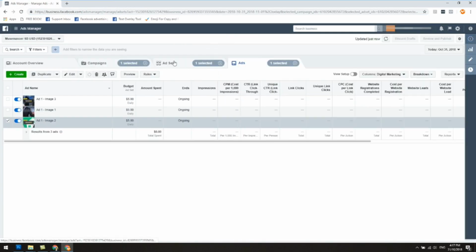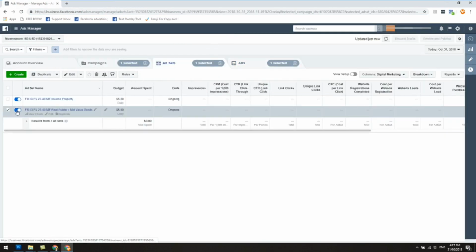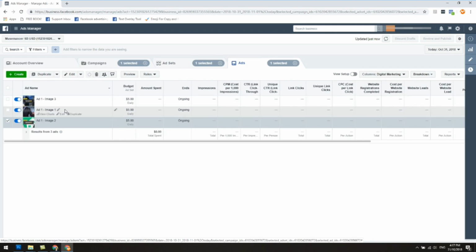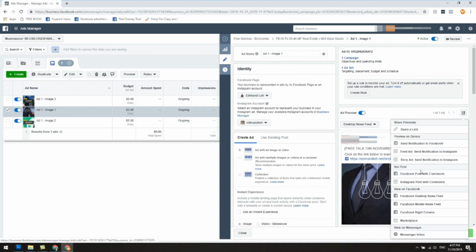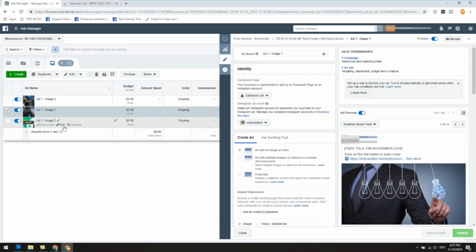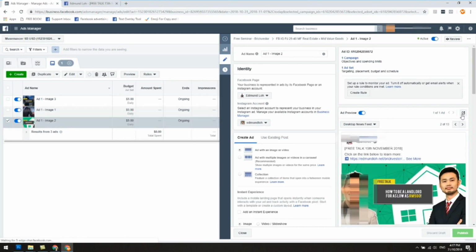Okay, so from now on, what we're going to do is go to the original ad set you have created, and it's this one, and go to ads. Let's start off chronologically from first image ad number 1, 2, and 3. So let's go to the first one, and we're going to click on this icon over here at the ad preview. Click Facebook post with comments. It'll open in a new tab. Let's do the same for the other one as well.